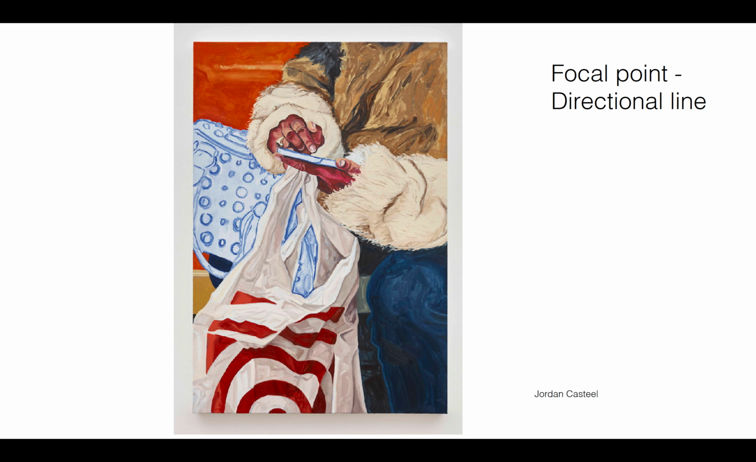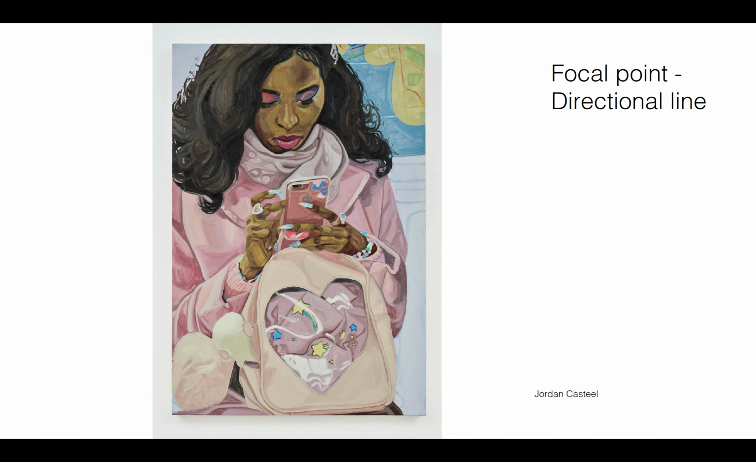Directional line can be established in several ways. In Jordan Casteel's paintings, there's a really strong sense of diagonal, but then there's also kind of a line that's created by the bag that's leading up to the hands, and then there's also directional line in the coat that is then leading to the hands, which are the focal point of the piece.